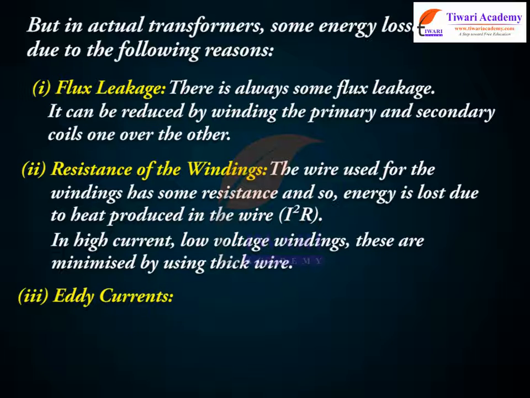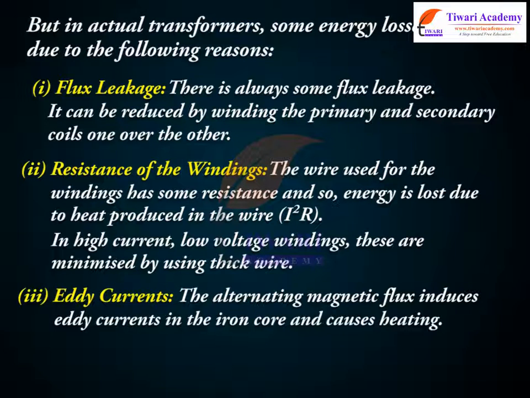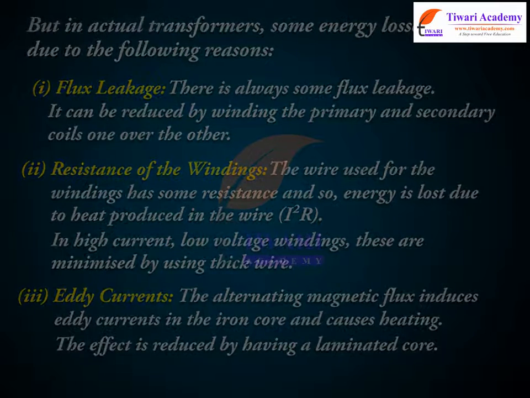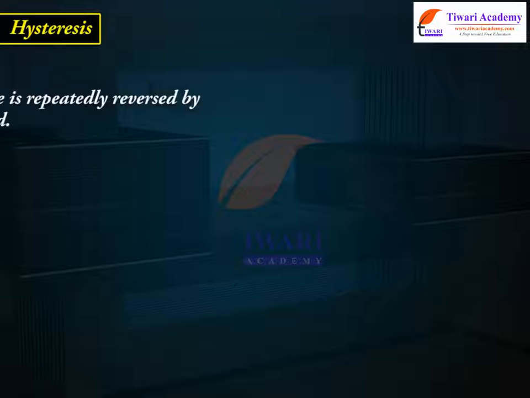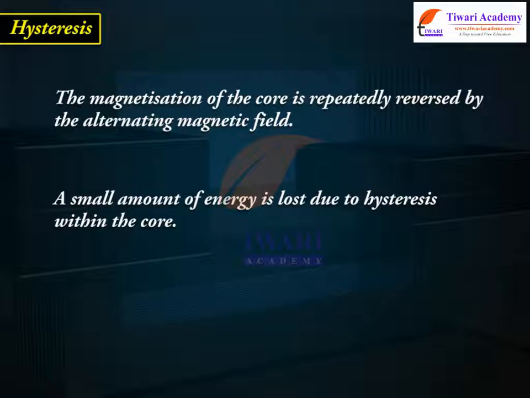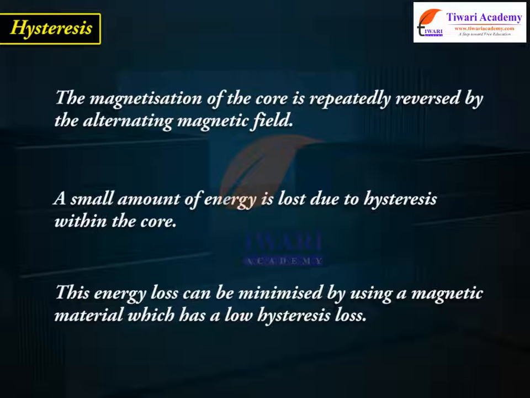3. Eddy currents. The alternating magnetic flux induces eddy currents in the iron core and causes heating. The effect is reduced by having a laminated core. 4. Hysteresis. The magnetization of the core is repeatedly reversed by the alternating magnetic field. A small amount of energy is lost due to hysteresis within the core. This energy loss can be minimized by using a magnetic material which has a low hysteresis loss.